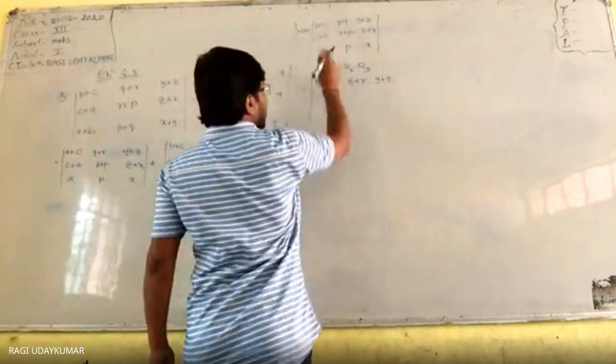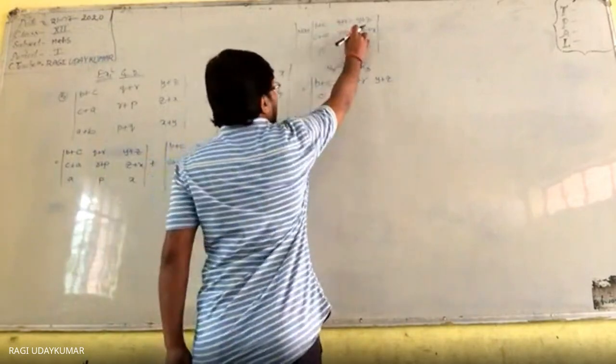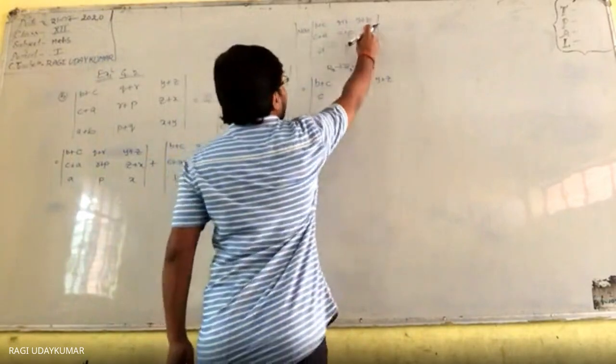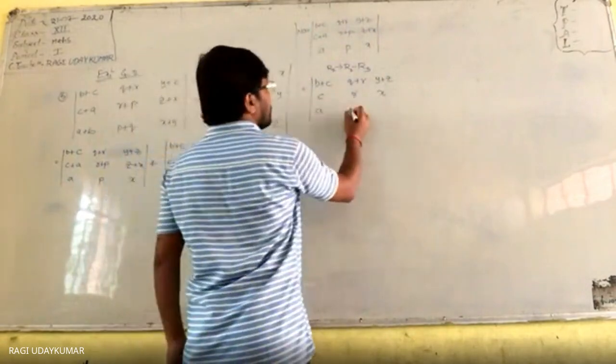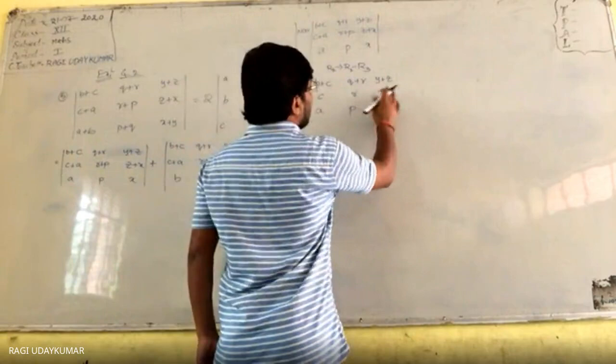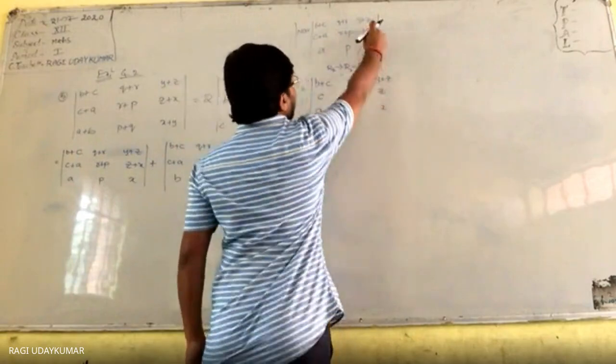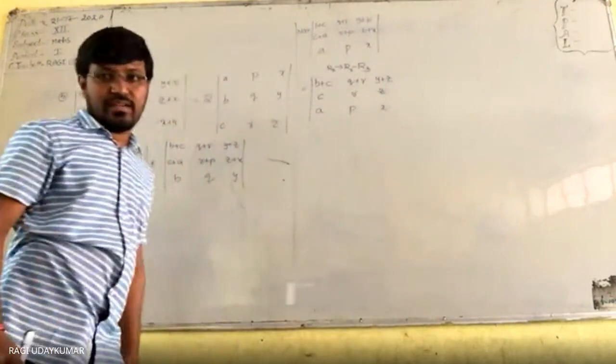And C plus A, subtract A, C आ जाएगा. R plus P, subtract P, R आ जाएगा. Z plus X, subtract X. The third row is as it is, APX. Sorry, Z आ रहा है. Z plus X से X subtract कर लिया तो Z.